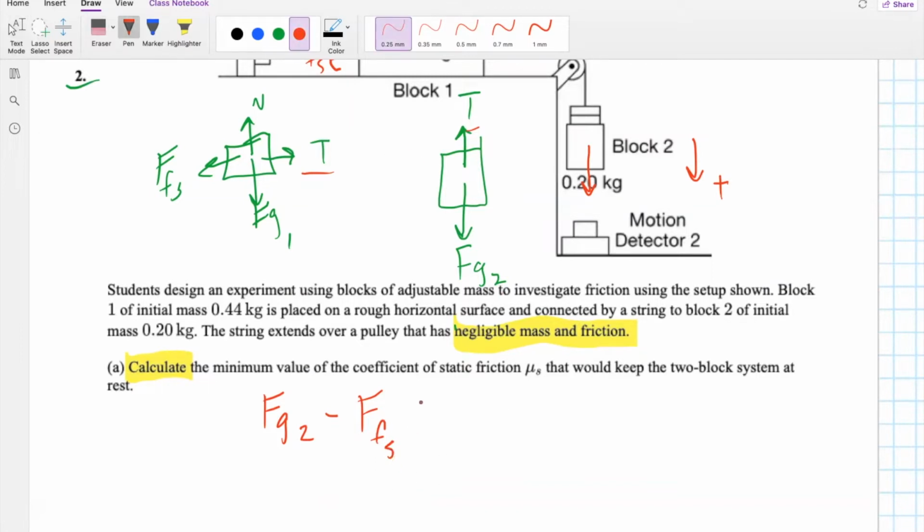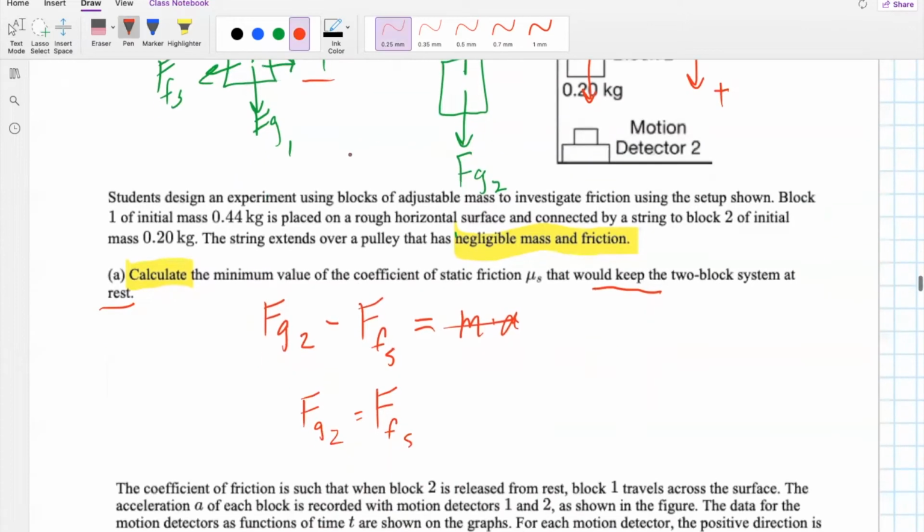And the net force on the system has to be equal to 0 because the system is going to remain at rest. It's initially at rest, and we wish it to remain at rest, so the velocity will not change. What does this tell us? The weight of block 2, or the force due to gravity on block 2, is going to be the force of static friction on block 1. Let's go ahead and make some substitutions for that.